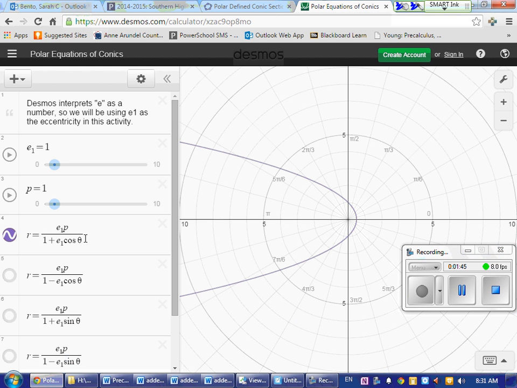So now we're going to change it, and we're going to see what happens when there's a minus sign in the denominator. So we're going to deactivate this equation and activate equation 5. So now check out that parabola. Yep, it just flipped. So let's go back to our notes.